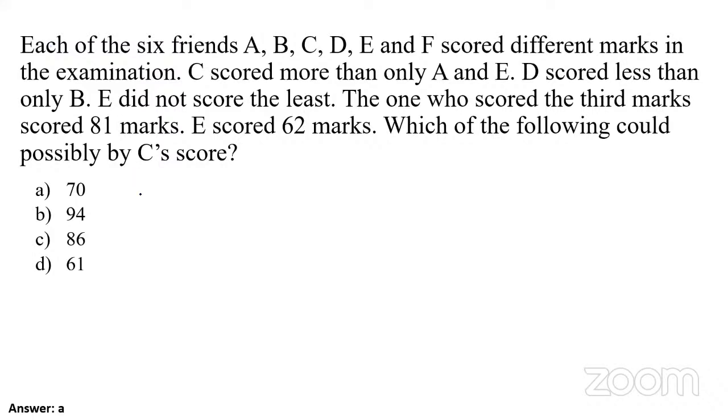I'll write it and solve it here itself. Fine. So what is being given? C scored more than A and E only. So the first statement is C scored more than A and E. You should not write A is greater than E or E is greater than A, right?